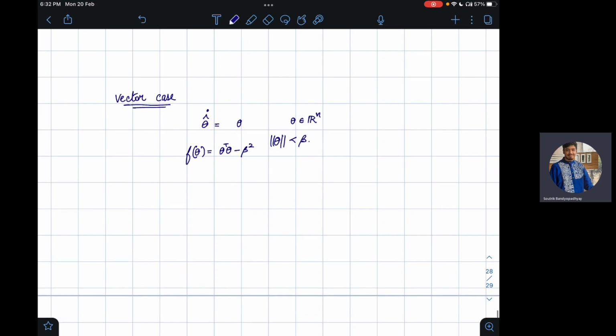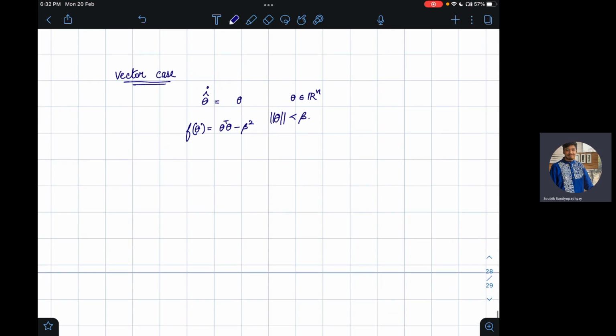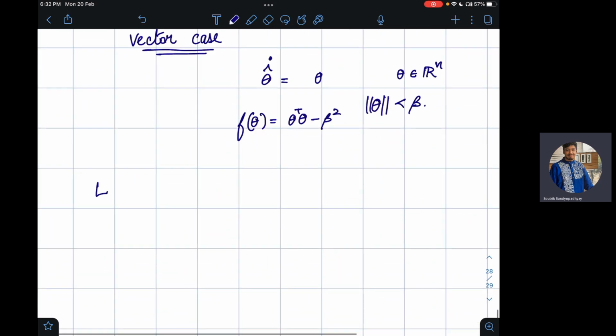Now, let me describe one property which makes the analysis with the projection operator, specifically the Lyapunov analysis, easier. This is adapted from a seminal paper, and you can observe the proof in Lemma 8 of this paper.